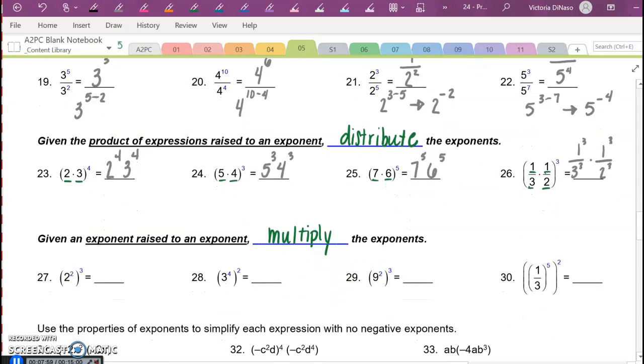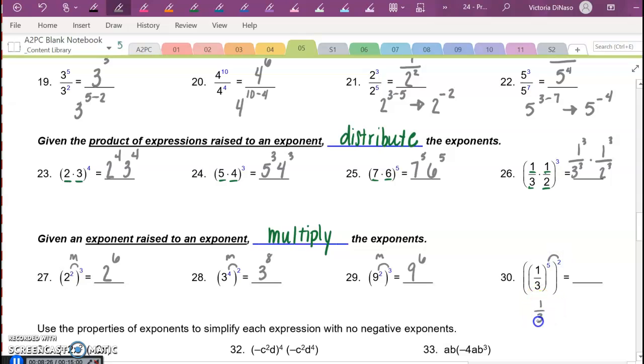Now, distribute means that we're multiplying. So when we have an exponent raised to an exponent, you're going to, once again, distribute, which means that we're going to be multiplying. So we have 2, and then we multiply these 2. 2 times 3 is 6. In number 28, we're going to multiply these 2. So we have 3 to the power of 8. Number 29, we're going to multiply these 2. So we have 9 to the power of 6. And then in number 30, we multiply these 2.